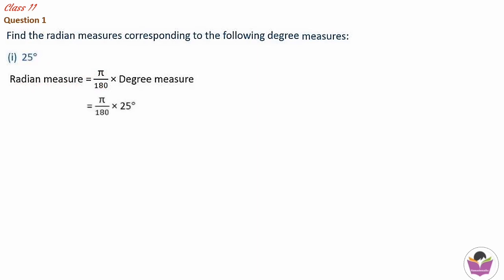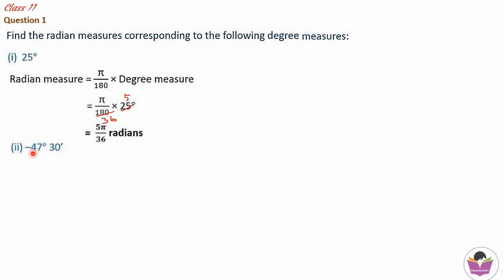That is pi by 180 into 25 degrees. Our degree measurement is 25 degrees. So let's do the cancellation here. With the 5 we can cancel 25: 5 5s are 25. Then with the 180, if you cancel, 5 times 36 is 180. And here the balance is 5. So the answer will be coming as 5 into pi, that is 5 pi by 36 radians.